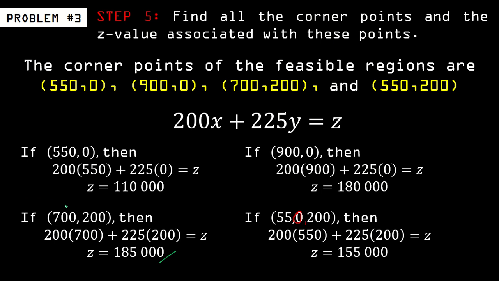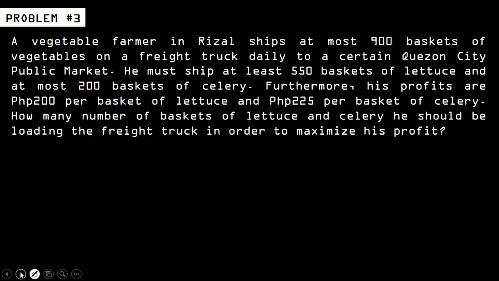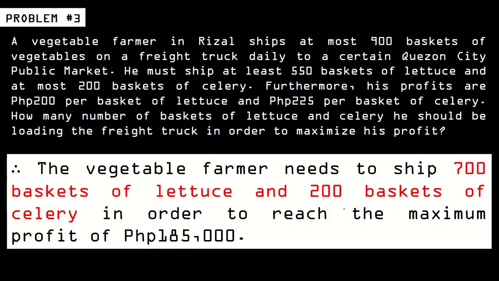Therefore, the value of x here is 700 and the value of y here is 200. This represents the number of baskets for the lettuce and for the celery. So we can have the conclusion: the vegetable farmer needs to ship 700 baskets of lettuce and 200 baskets of celery to have the maximum profit, the maximum profit of 185,000 pesos.